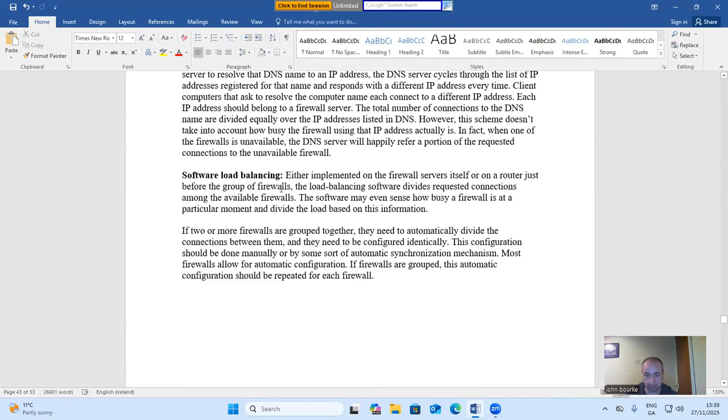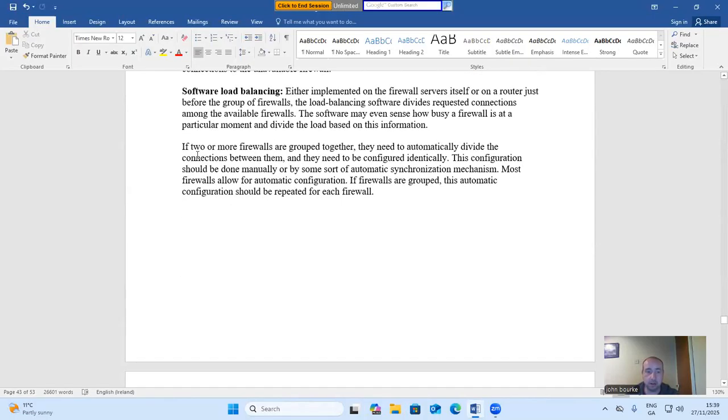Second, software load balancing, either implemented on the firewall servers themselves or on a router just before the group of firewalls. The load balancing software divides requested connections among the available firewalls. The software may even sense how busy a firewall is at a particular moment and divide the load based on this information.